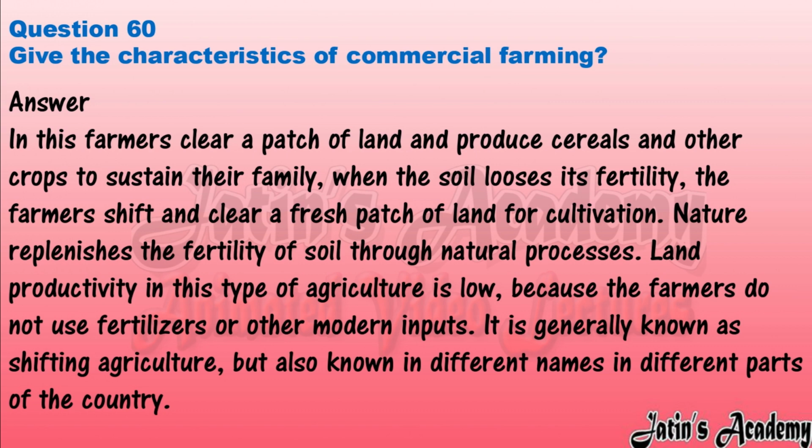Question 60. Give the characteristics of commercial farming. Answer. In this, farmers clear a patch of land and produce cereals and other crops to sustain their family. When the soil loses its fertility, the farmers shift and clear a fresh patch of land for cultivation. Nature replenishes the fertility of soil through natural processes. Land productivity in this type of agriculture is low because the farmers do not use fertilizers or other modern inputs. It is generally known as shifting agriculture, but also known by different names in different parts of the country.